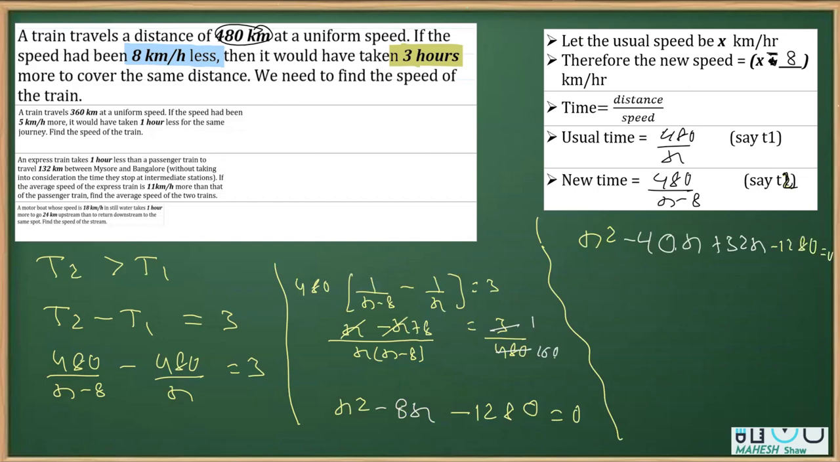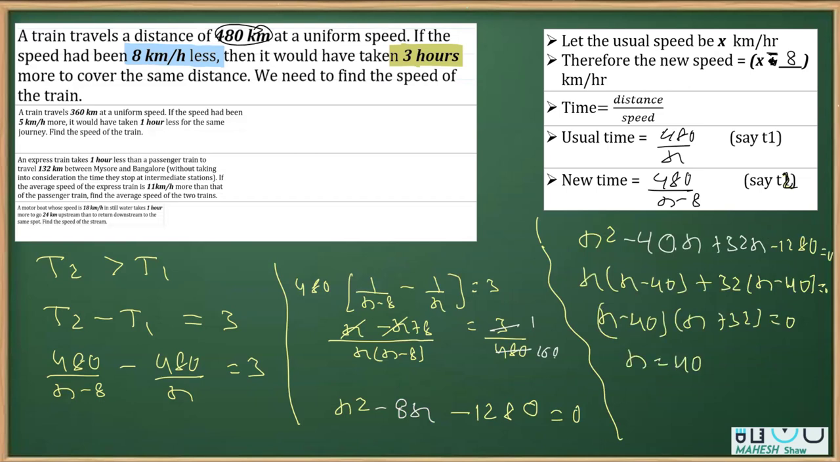equals 0. So what is common between the first two terms? Clearly it is x. So it is x minus 40. The common between the last two terms is 32, and again, it's x minus 40 equals 0. Now, on taking x minus 40 as common, we'll get x minus 40 times x plus 32 equals 0. Equating this with 0, we'll get x is equal to 40. And equating this with 0, we'll say x is equal to minus 32.